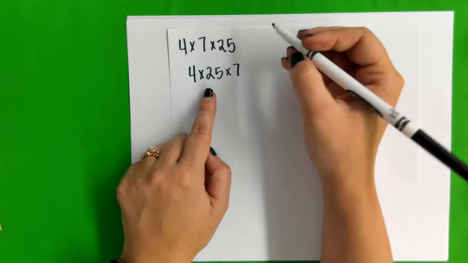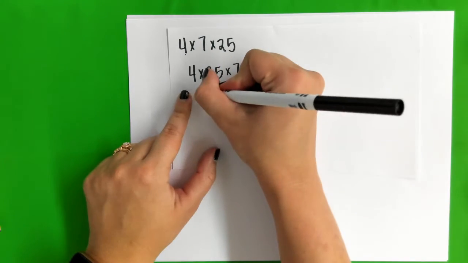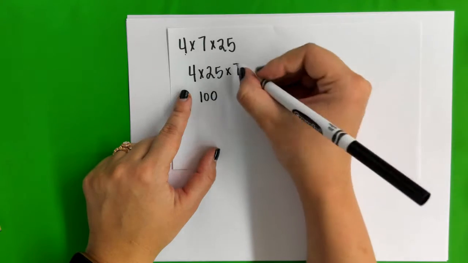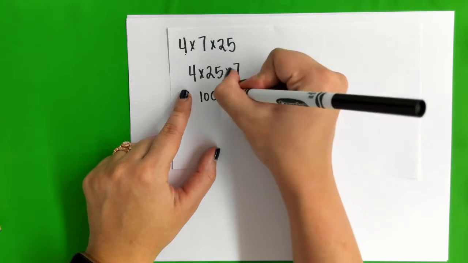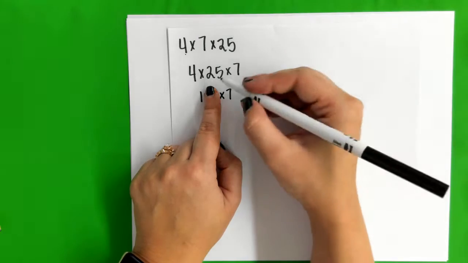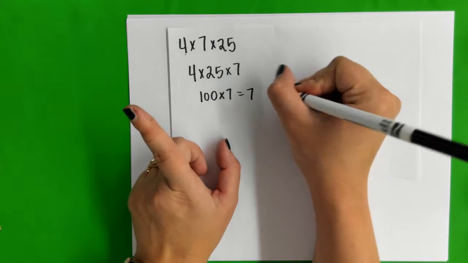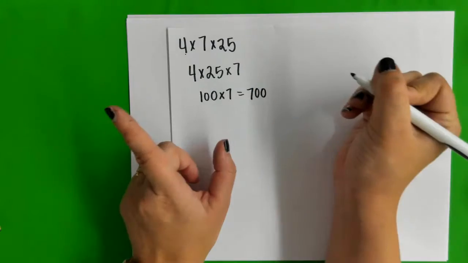I'm going to look at 4 times 25 first. I know that 4 quarters equals $1, so 4 times 25 would be 100. And then I can multiply it by 7. I know that 1 times 7 equals 7, and then I uncover 2 zeros, and so I add 2 zeros.